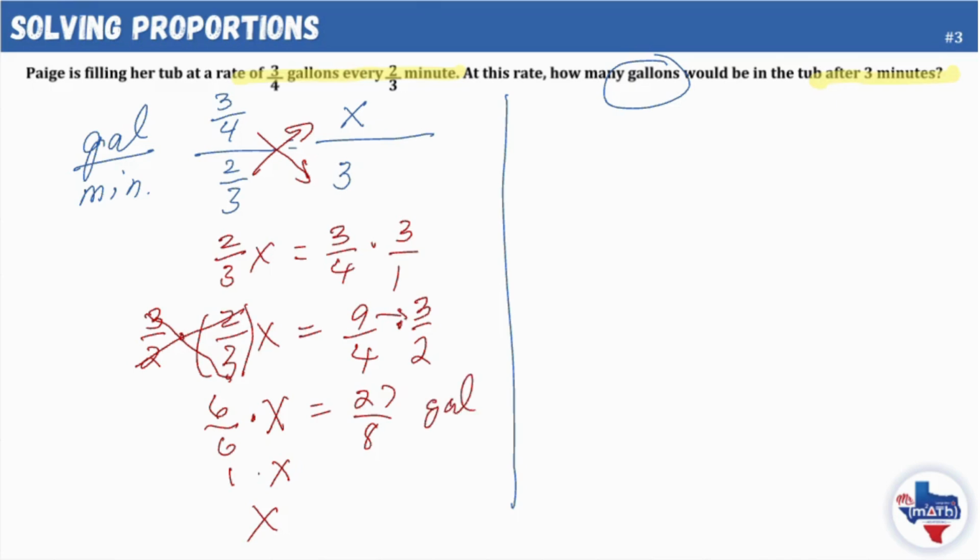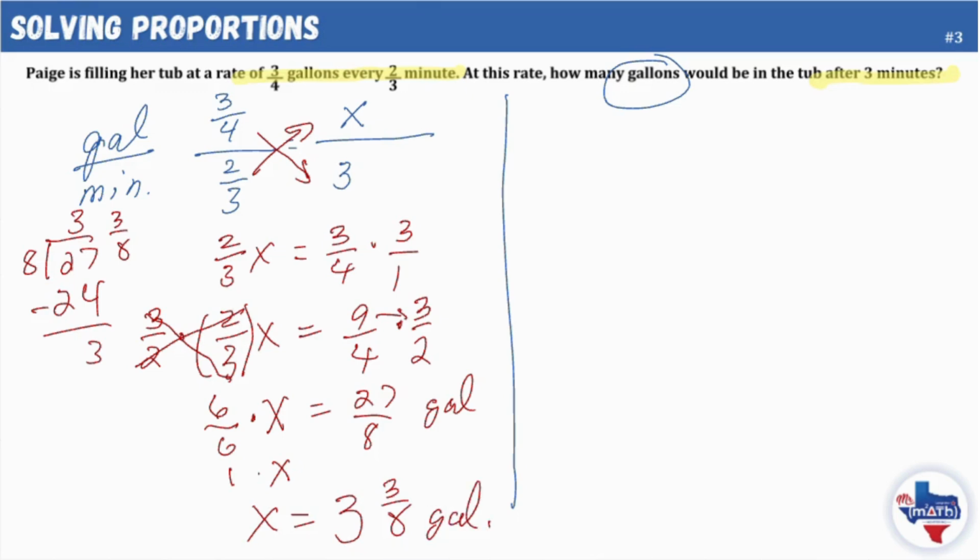What does that really mean? Well, if we take 27 and we divide it by 8, 8 will go into 27 3 times. So that's 3 gallons and 3 left over. So 3 3/8 gallons. Okay? Now that's the first way. The other method is if I know how many gallons per minute, then I could just multiply by 3. So let's find that.